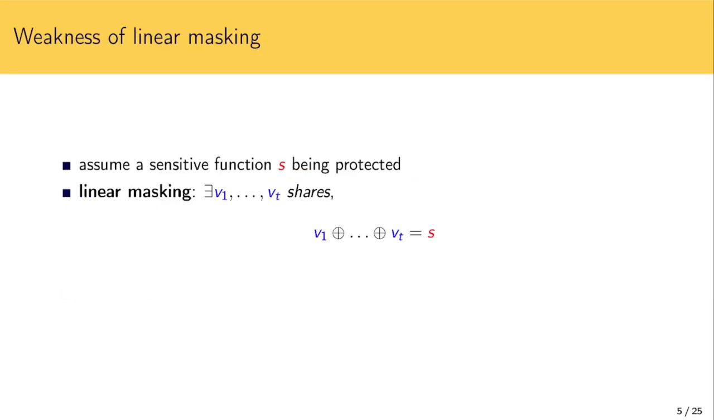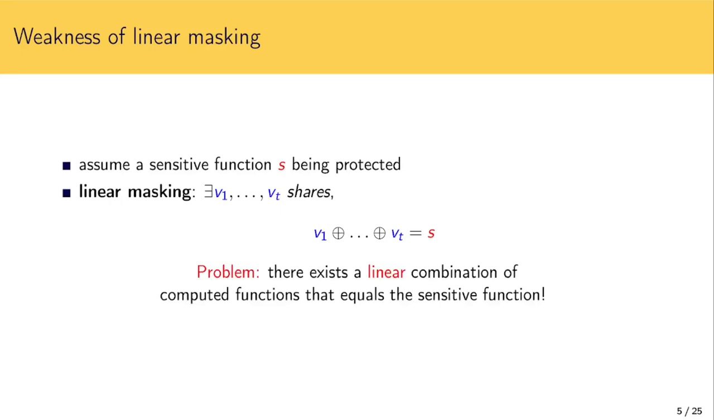Let's start with the masking countermeasure. Classic masking schemes are linear. Assume that we protect a sensitive function s. This is performed by splitting it into t additive shares. For now, we focus on storing the shares and ignore how to perform operations on them.